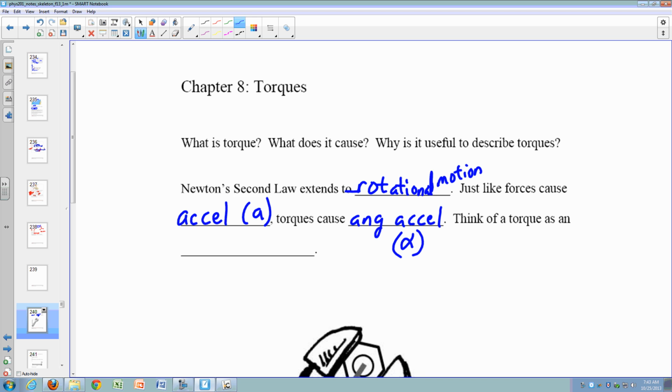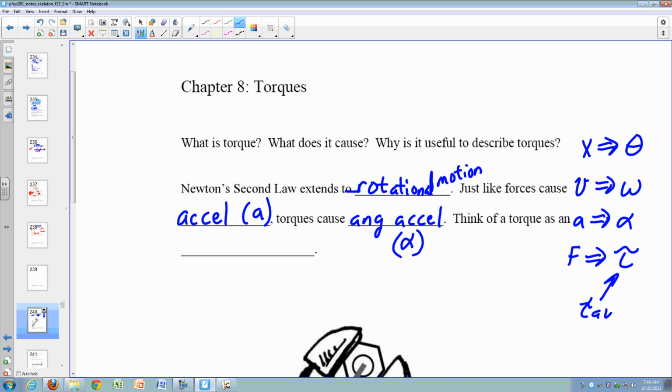And so, similarly, as we thought of linear displacement, we then thought of angular displacement, x to theta. Where we have linear velocity, we now think of angular velocity, omega. Where we had linear acceleration, we now think of angular acceleration, alpha. Where we had force, now we can think of an angular force, which is going to be our torque. So this is the Greek letter tau, and it is the symbol that we use for torque. And you can think of torque as an angular force.